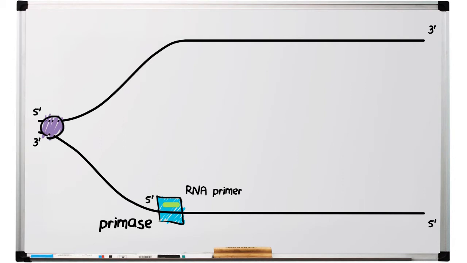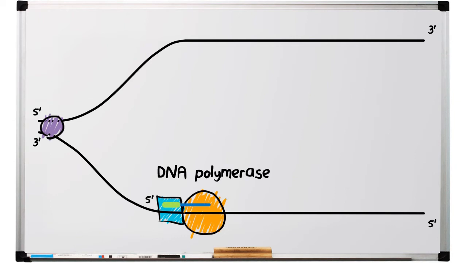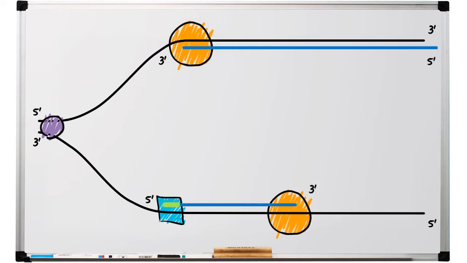An enzyme called DNA polymerase binds to the primer and will make a new strand of DNA. DNA polymerase can only add DNA bases in one direction, from the 5' end to the 3' end.